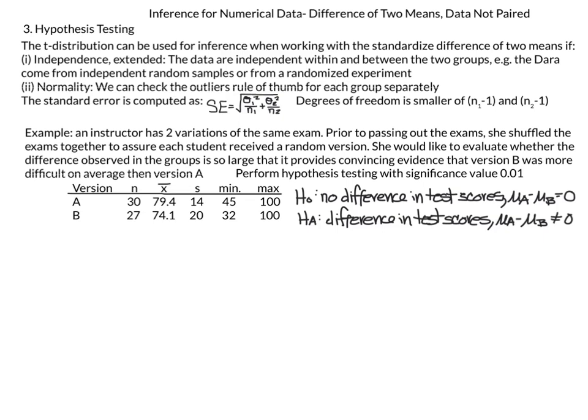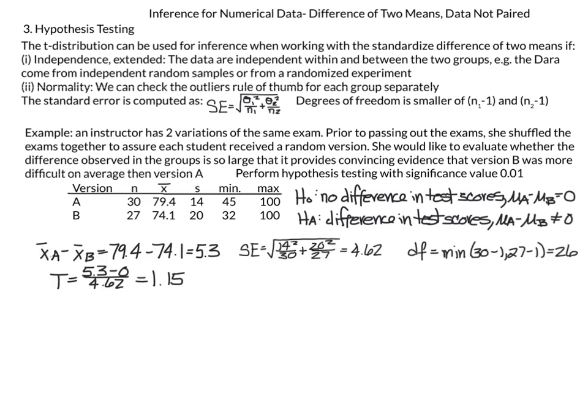For hypothesis testing, we're going to write our hypotheses. H0, as always, is that there's no difference between the two means. So no difference in test scores. That is, the mean of test A minus the mean of test B is equal to 0, and HA is always going to be that there's a difference. In other words, the mean in A minus mean in B is not equal to 0. Next, I'm going to calculate everything that's easy. First, the difference in the means, between test A and test B. So we have 79.4 minus 74.1, and we get 5.3 points.